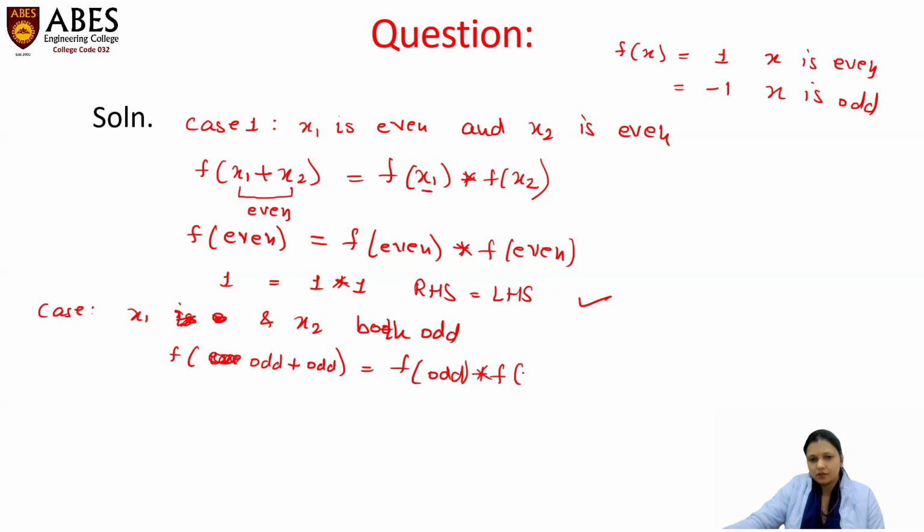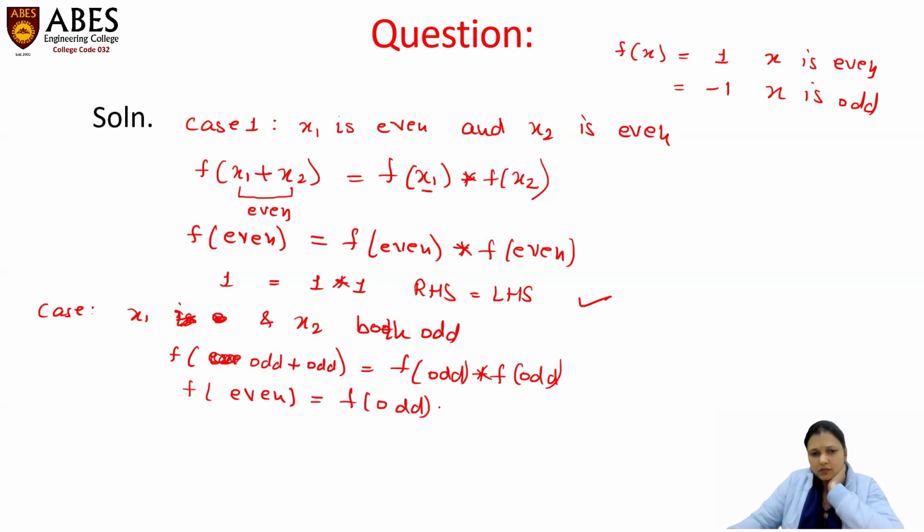This is multiplication. So two odd numbers, let it be 3 and 1, will always give you an even. So two odd numbers will always give you an even. This is the odd number into odd number. Now we will give the value to this function. F of even: when x is even, f will give you 1. And when x is odd, the function will give you -1. Here also we will get 1 is equal to 1. Hence RHS is equal to LHS.